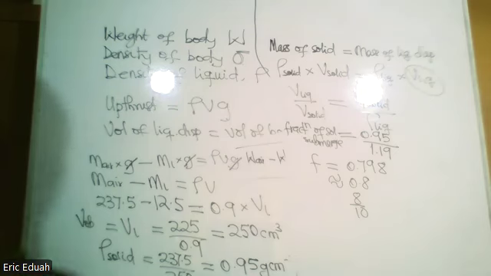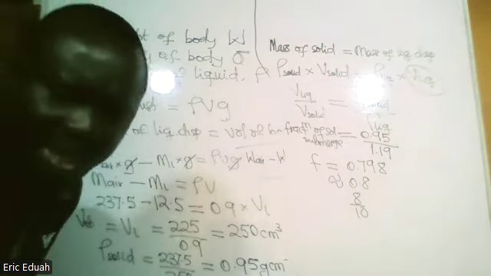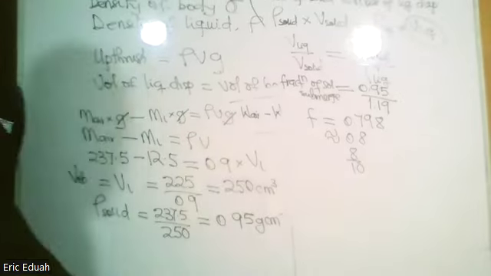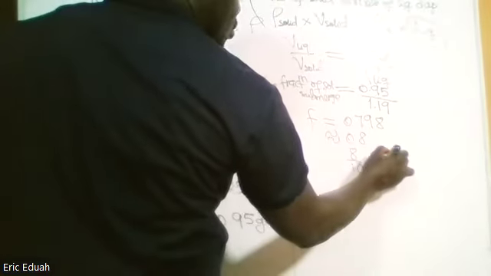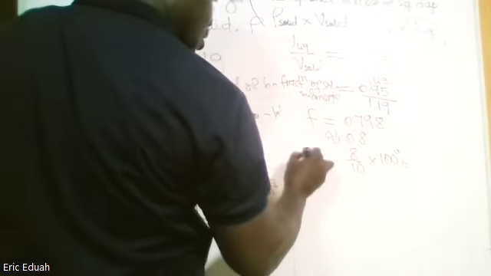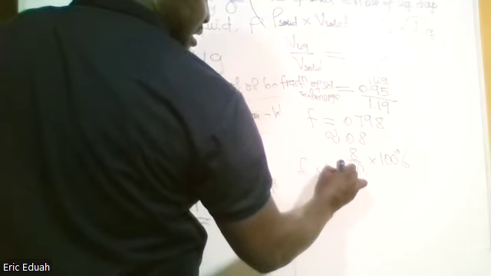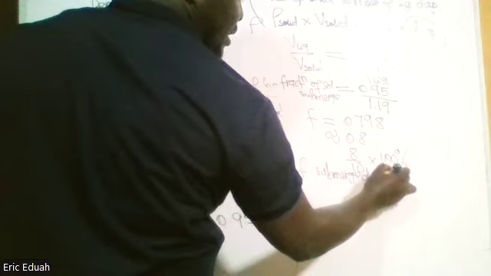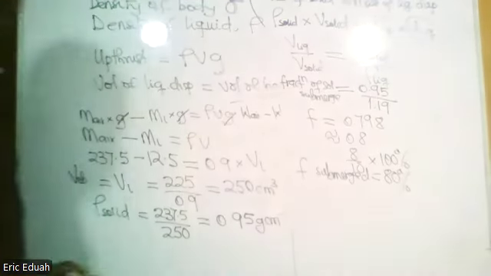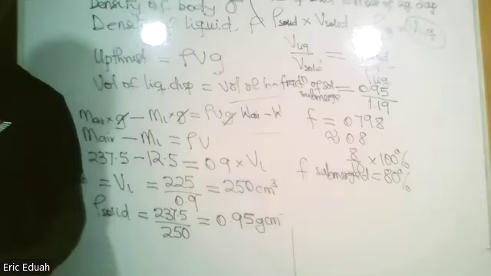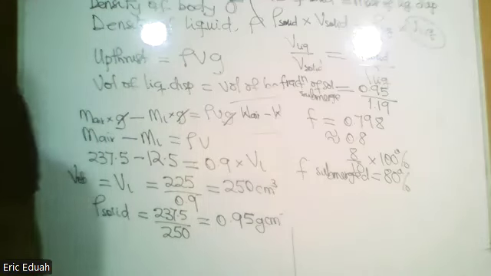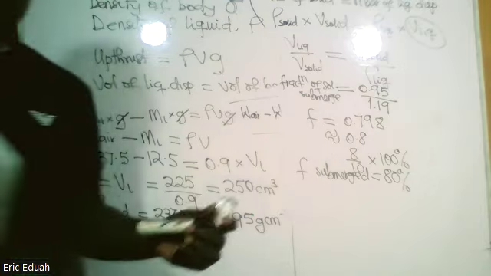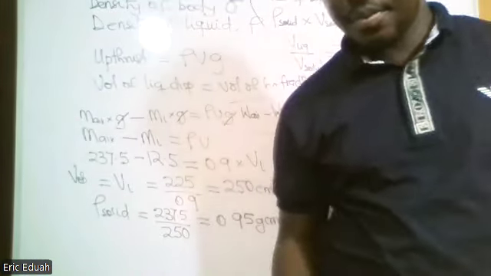Meaning, when you divide the whole volume into 10, 8 out of it is submerged, and only 2 out of it floats. This is also equal to 80%. So fraction submerged is equal to 80%. That is what we mean. So only 20% of the whole volume will be up, above the liquid.